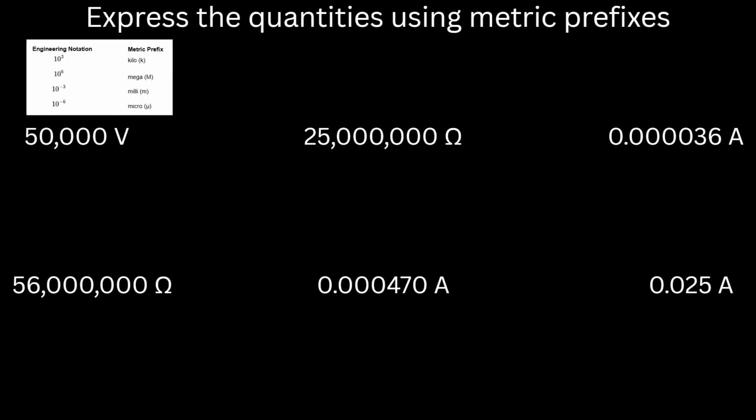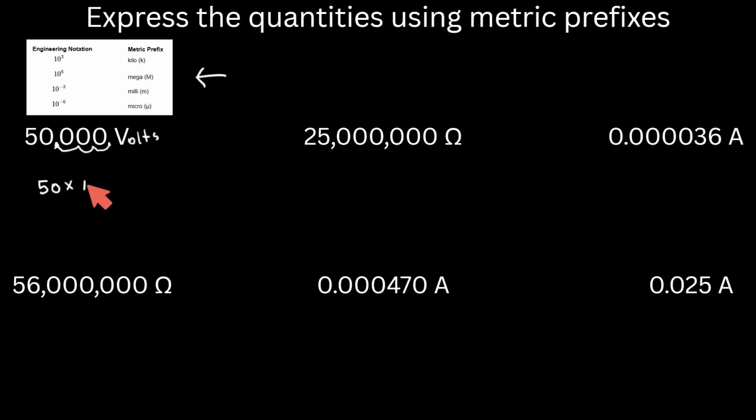Now, let's move on and let's express these quantities using metric prefixes. On the left hand side up corner, I prepare a chart with the engineering notation and metric prefix that will help us understand and put these numbers in a readable and easier way to understand. Now, the V stands for volt, and let's put 50,000 in a metric prefix.